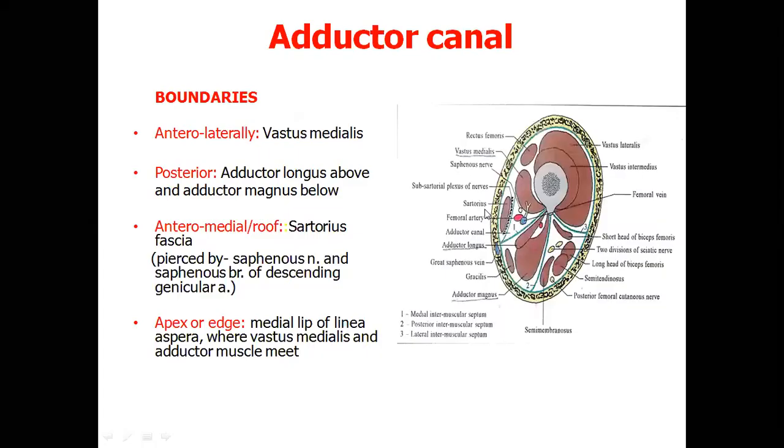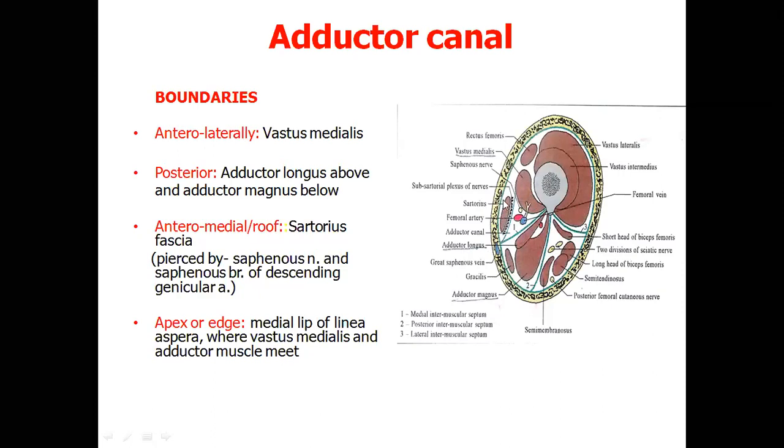Now see all the boundaries. This is the medial aspect of the picture, so don't get confused. This is medial, this is anterior, this is posterior. What is the name of this muscle? Sartorius. What is the name of the front muscle? Vastus medialis. What is the name of the muscle behind? Adductor longus. Very good. So anterolaterally you have vastus medialis, posteriorly we have adductor longus, and below this we have adductor magnus.